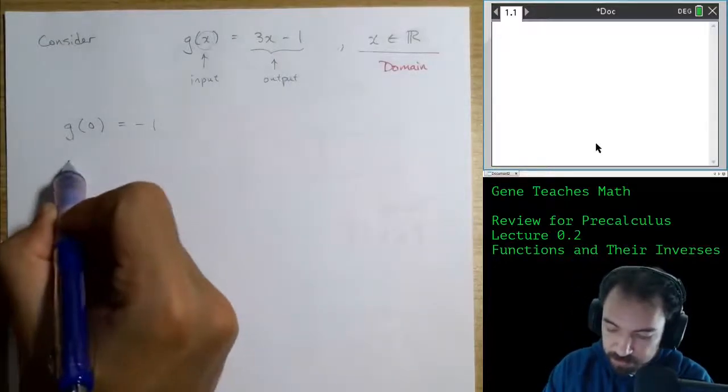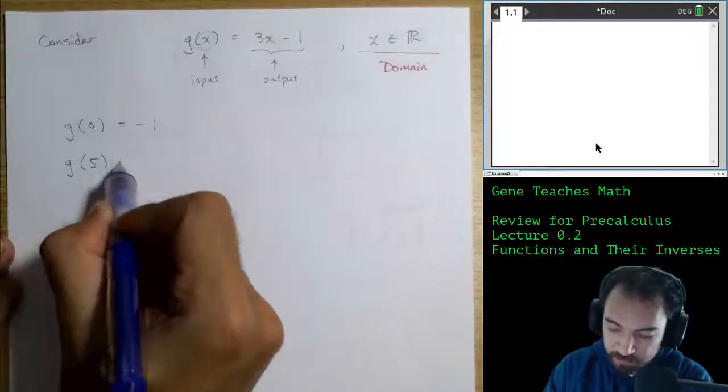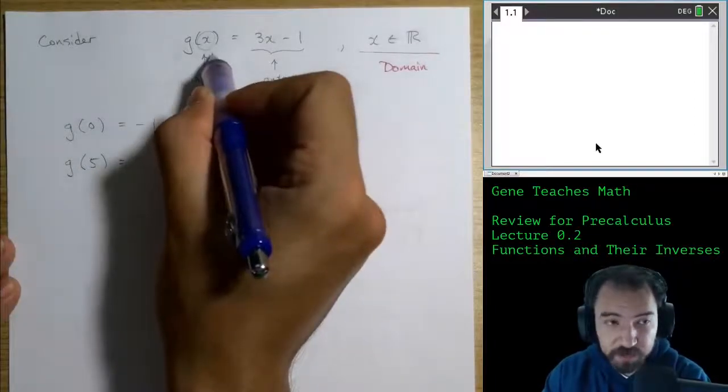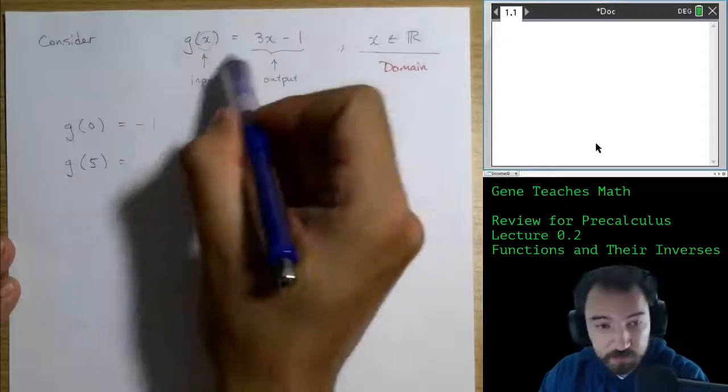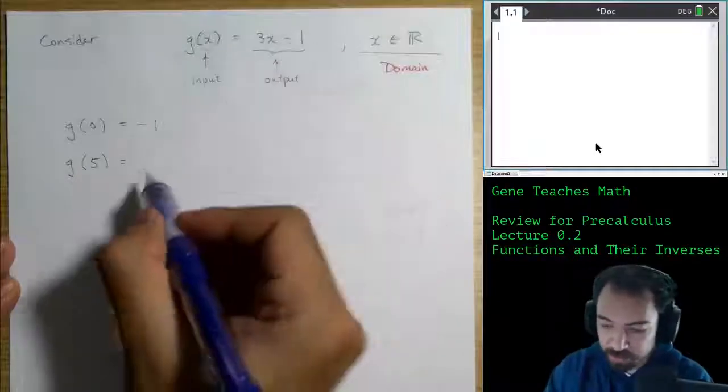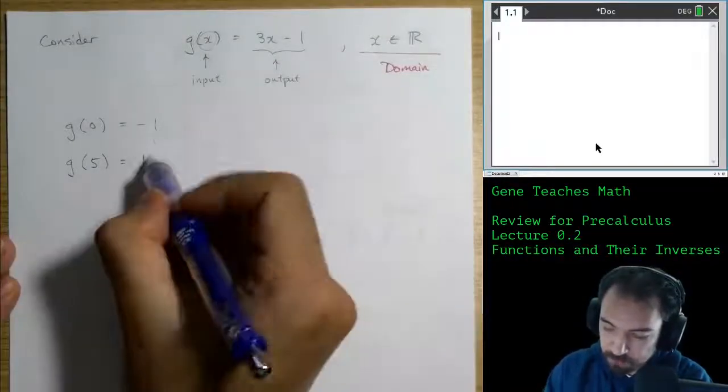I could do something similar and say, what is g of 5? So that means 5 is being used for the value of x. 5 has to be used for the value of all the x's. So that'd be 3 times 5 minus 1 is 14.